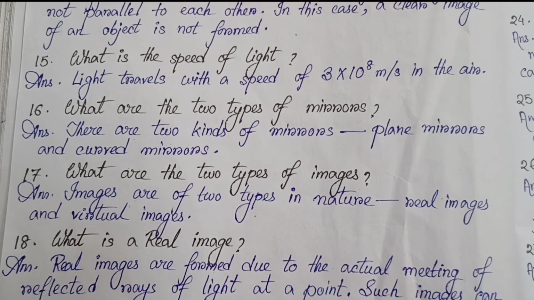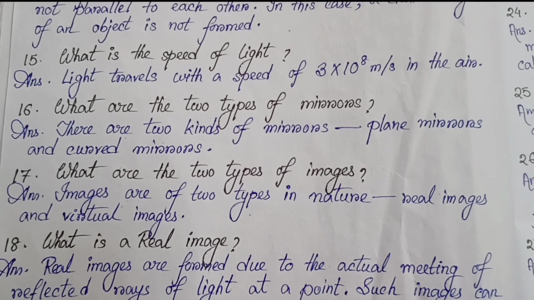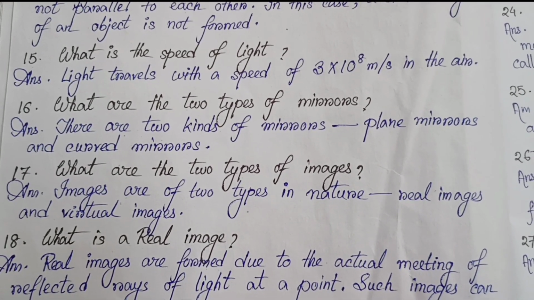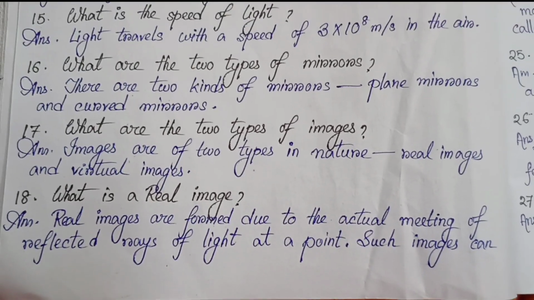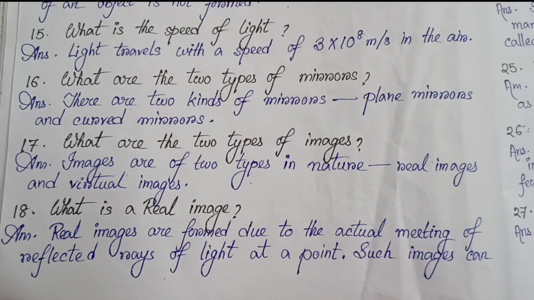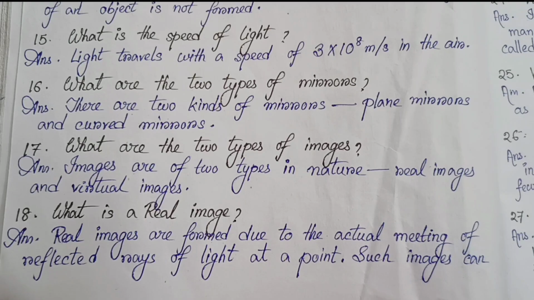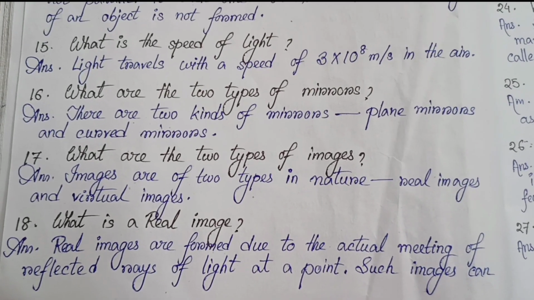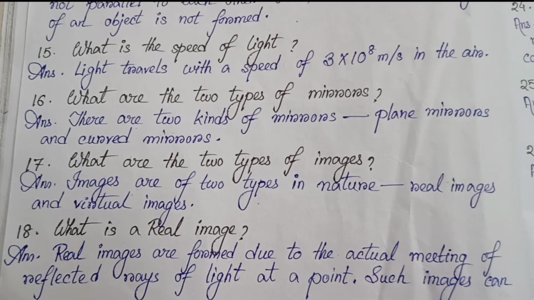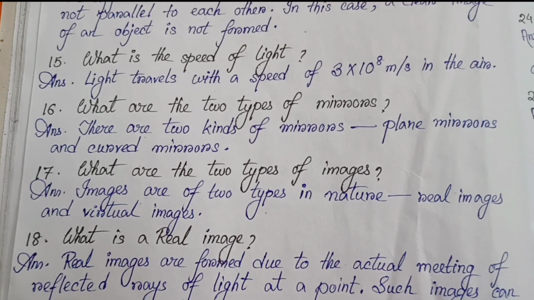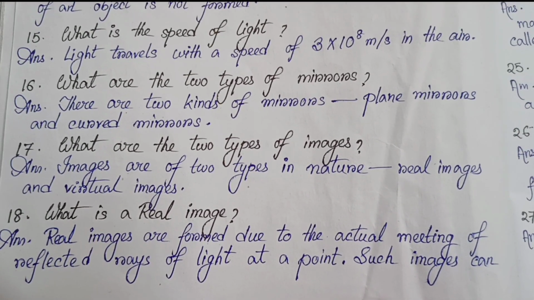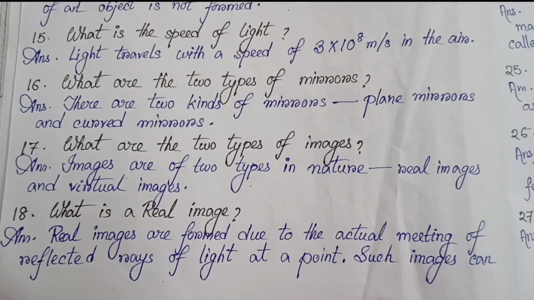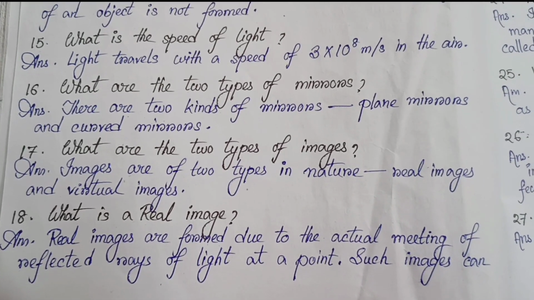Number 16. What are the two types of mirrors? There are two kinds of mirrors, plane mirrors and curved mirrors. Number 17. What are the two types of images? Images are of two types in nature, real images and virtual images. Number 18. What is a real image? Real images are formed due to the actual meeting of reflected rays of light at a point.